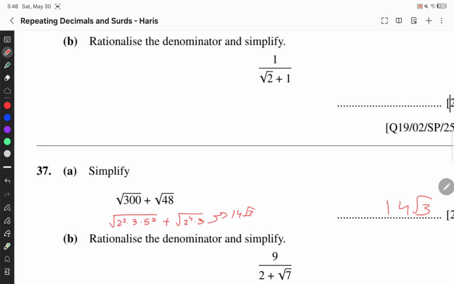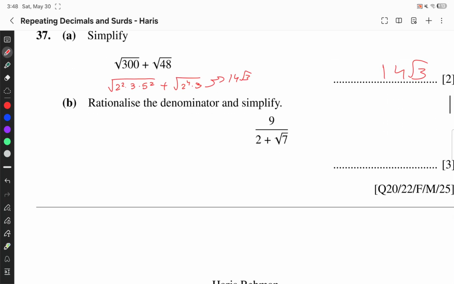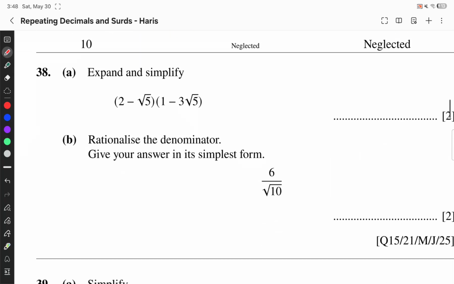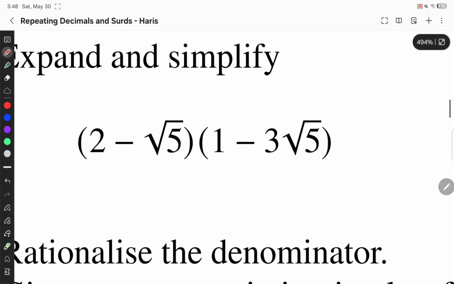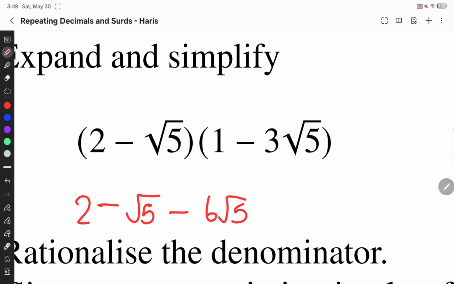Following this, let's do multiplication. How do we do multiplication with surds? Well, they are simple. We use the FOIL method. So the FOIL method is what you learn in algebra. First, inside, so this is negative 5. Outside, okay, so this is minus 6 root 5, and last plus 3 times 3 root 5 squared.